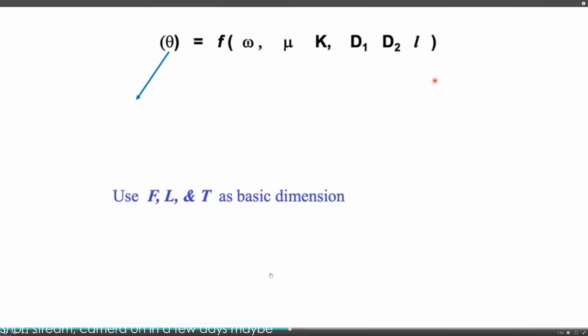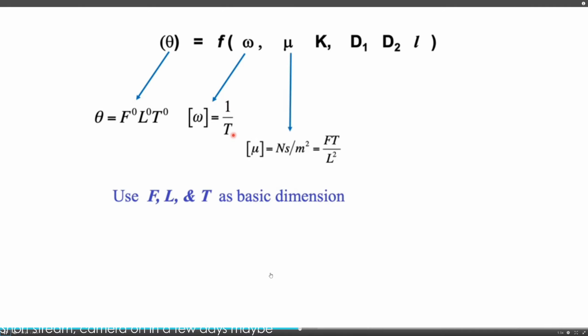What is this term? This is the angle of twist. Does it have any force? There's no force involved in the angle of twist. There's no length and no time involved. So F, L, and T are all raised to the power of 0. What about omega? Omega is theta per unit time, or radians per unit time. There is no dimension in radians, so you only have per unit time.